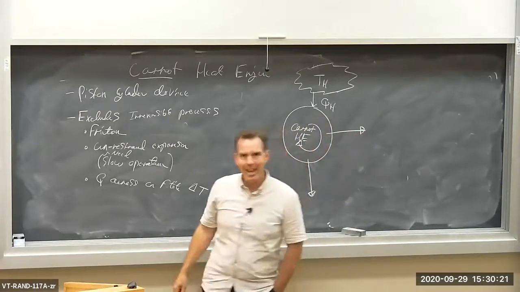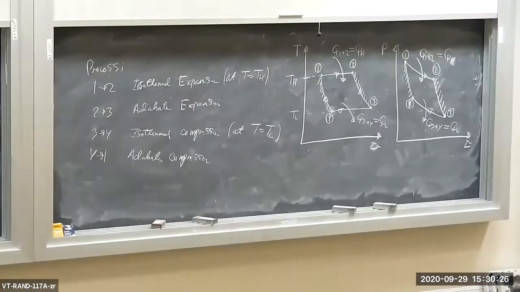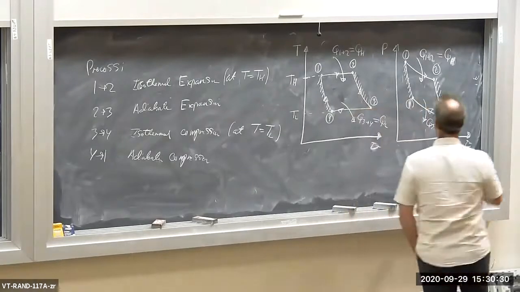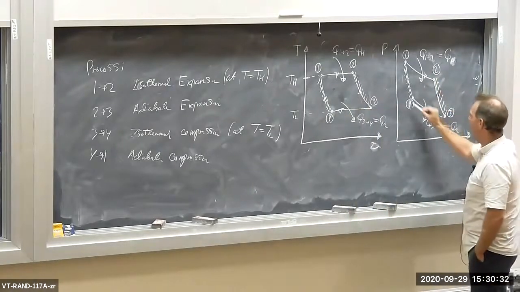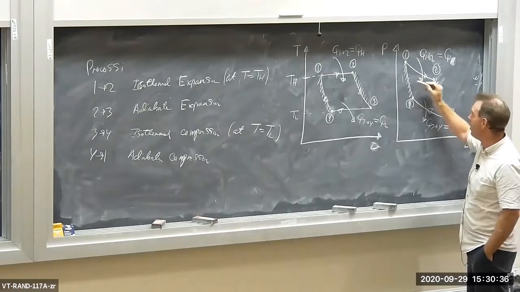Produces a net amount of work. How do I know it produces work? Well, let's look at the PV diagram. Look at the area bound by the PV curve. It has an area, a positive area. The area is all this stuff here.